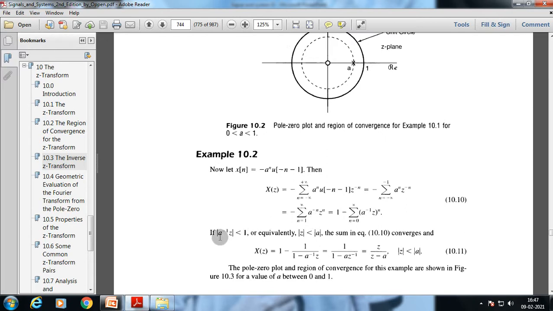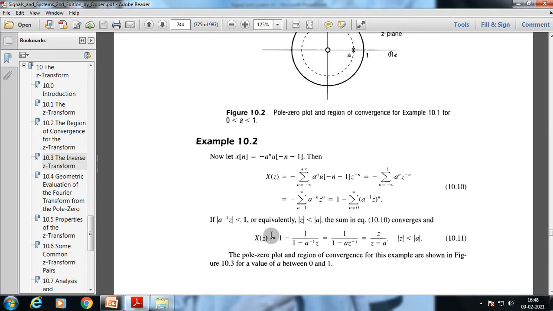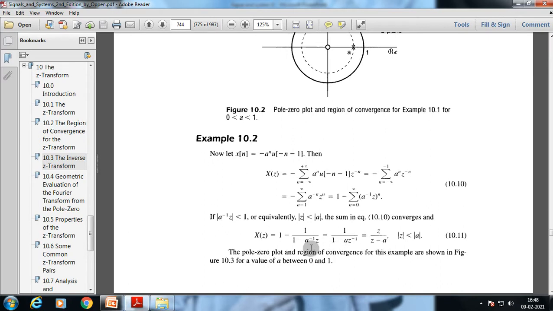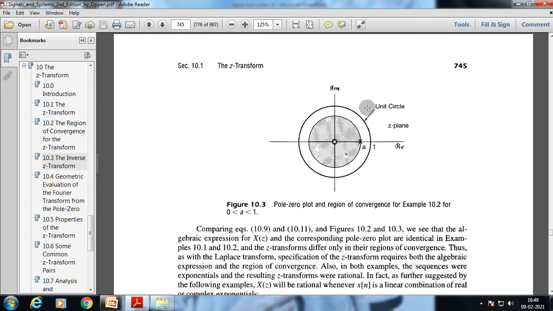If mod a to the power minus 1 z is less than 1, or equivalently mod z less than mod a, the sum in equation 10.10 converges and x of z is equal to 1 minus 1 by 1 minus a to the power minus 1 z, which is equal to 1 by 1 minus a z to the minus 1, which is equal to z by z minus a. The pole-zero plot and the region of convergence for this example are shown here. Okay, so this is the example.